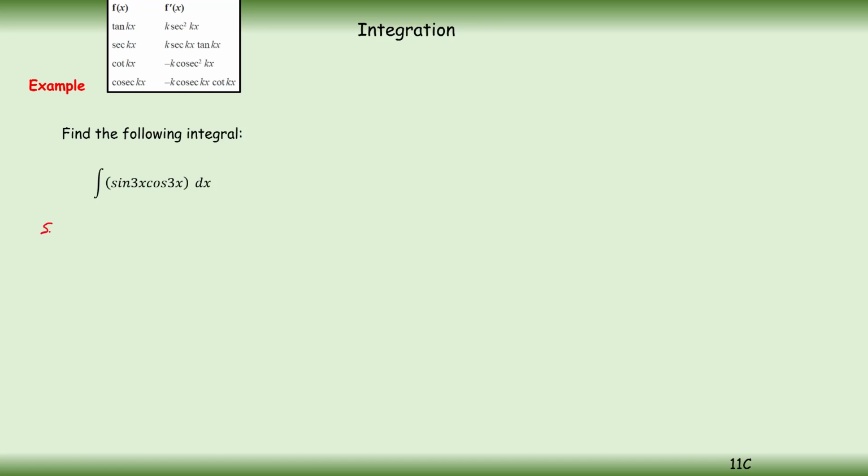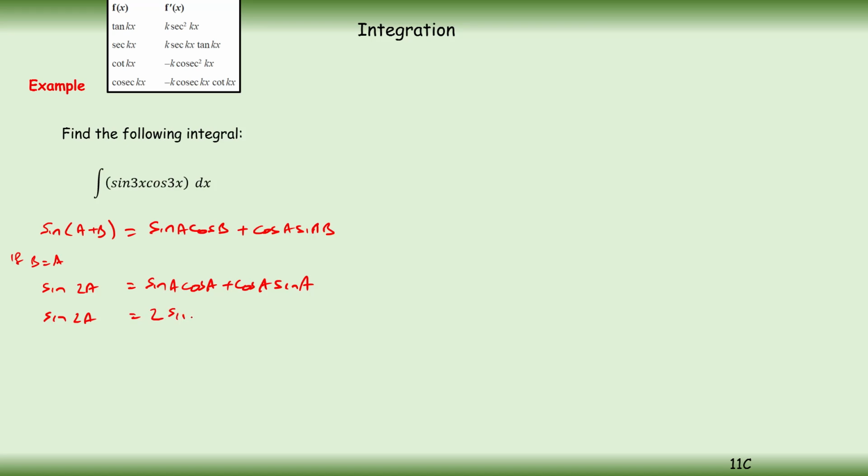I know that sine of a plus b is equal to sine a cos b plus cos a sine b. So if b equals a, then I get sine of 2a is equal to sine a cos a plus cos a sine a. That means sine of 2a is equal to 2 sine a cos a.